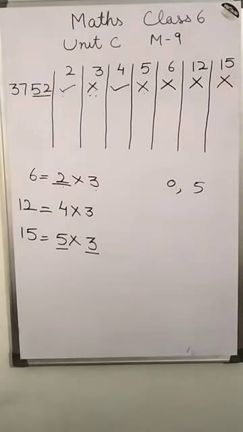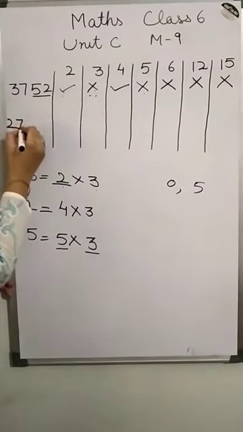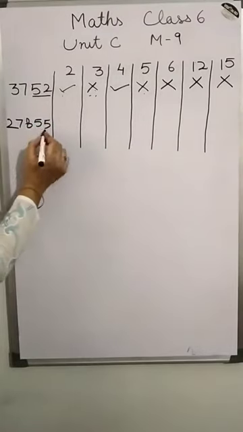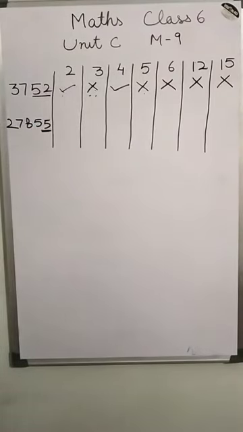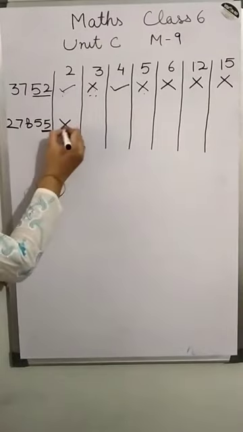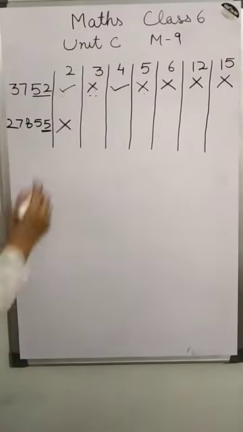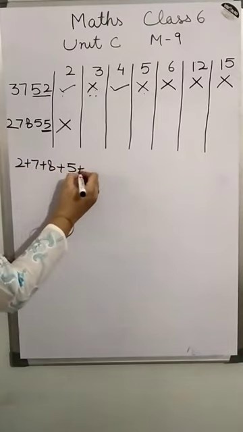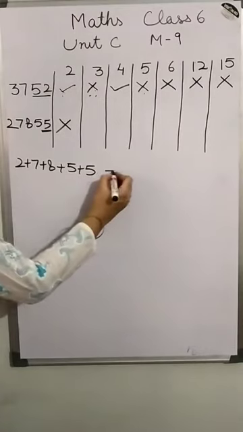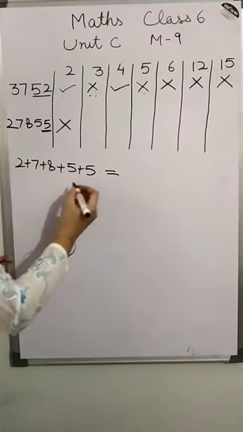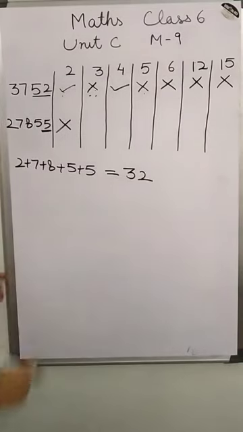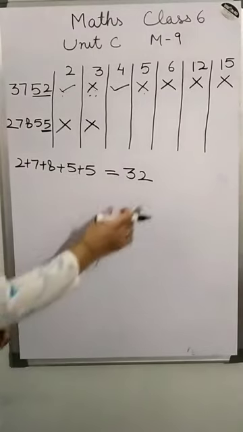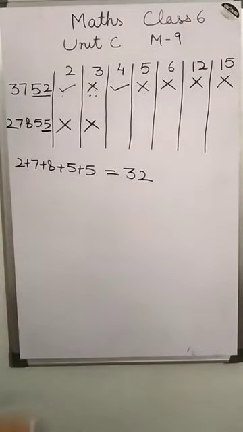Now let's take one more example, that is 27855. This number ends with 5. It means it is not divisible by 2 because it is not an even number. For the divisibility of 3, we add all the digits. I am adding all the digits, and this is equivalent to 32. So it is not divisible by 3. This number is also not divisible by 9.